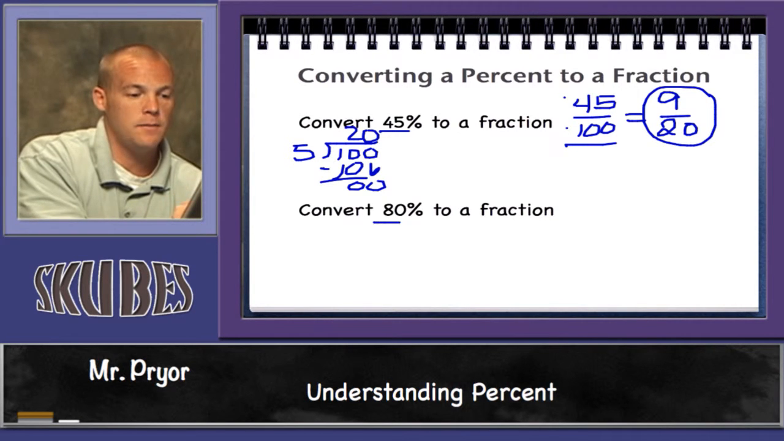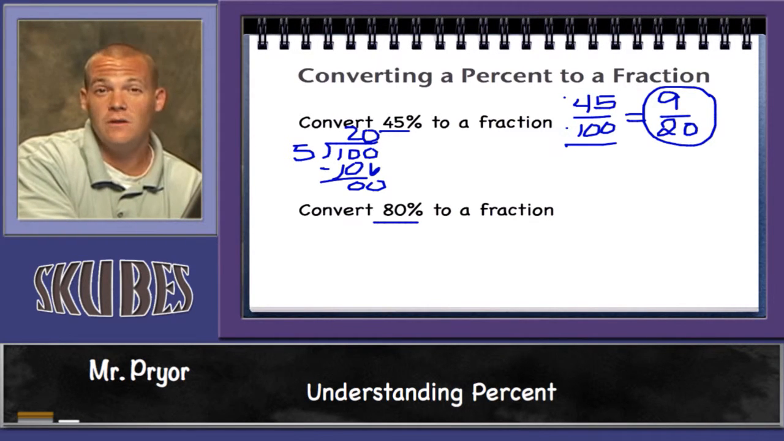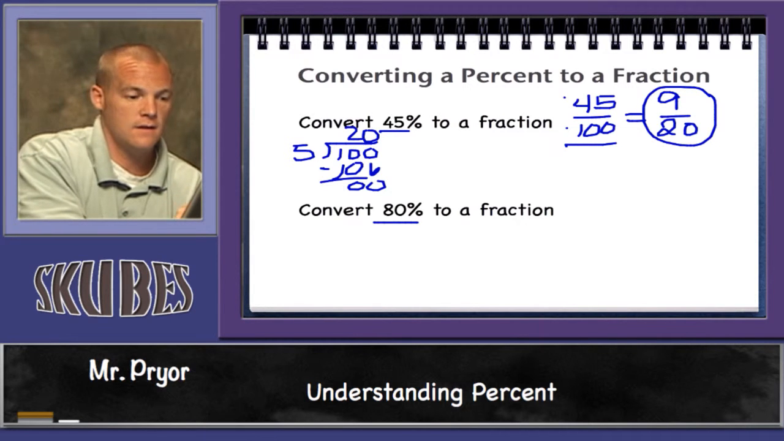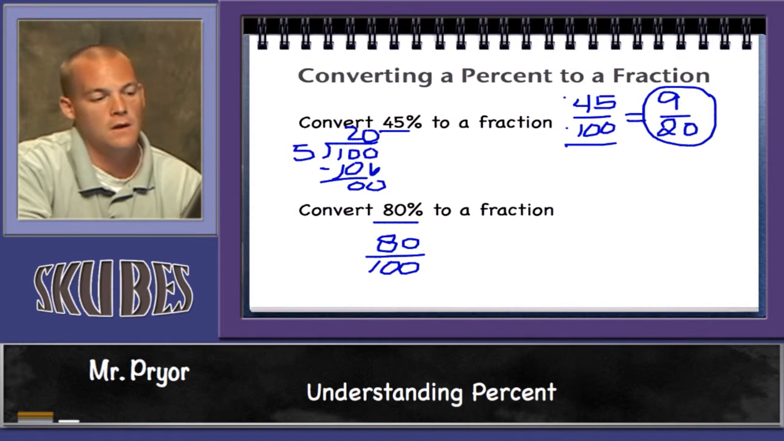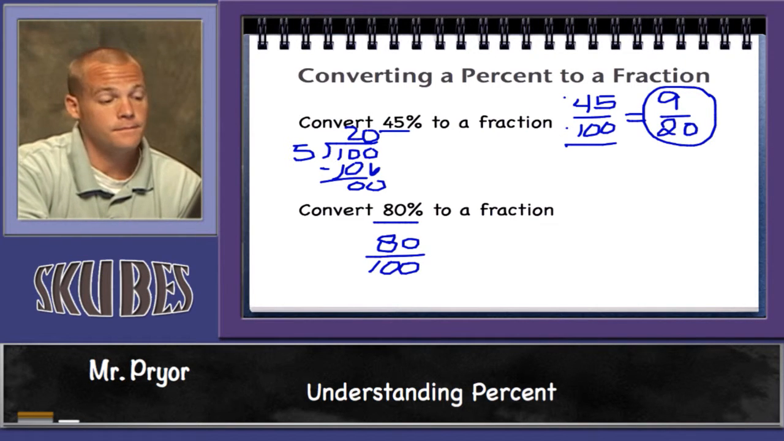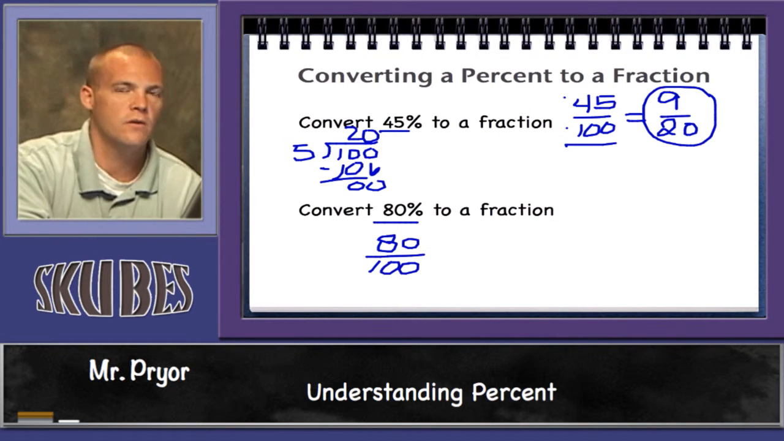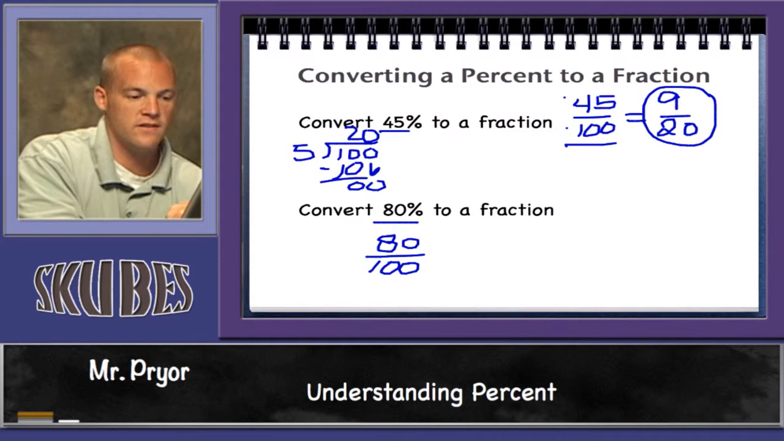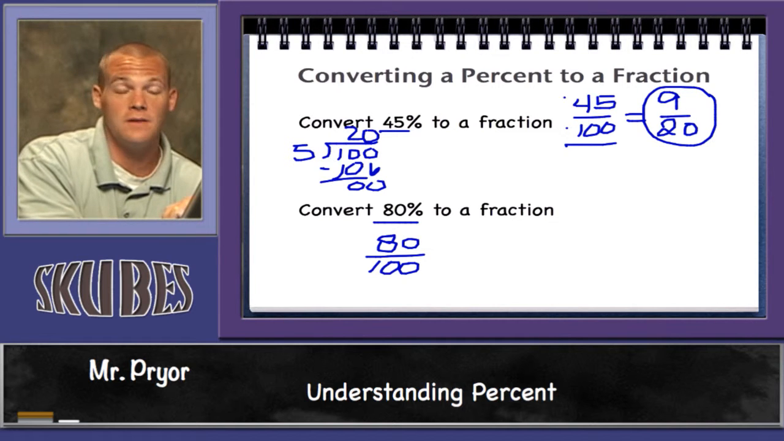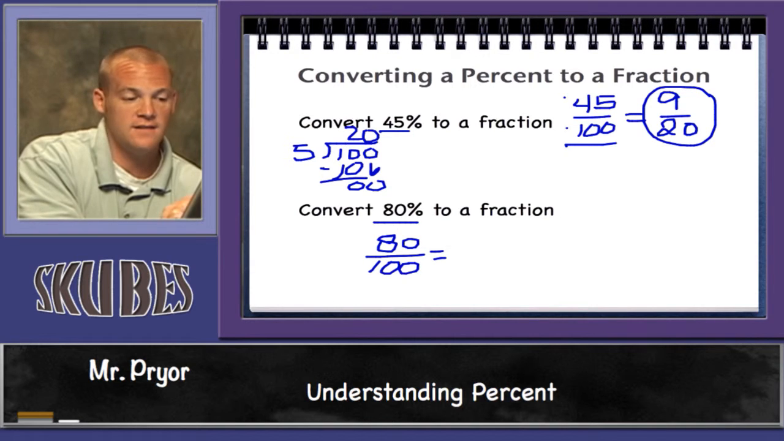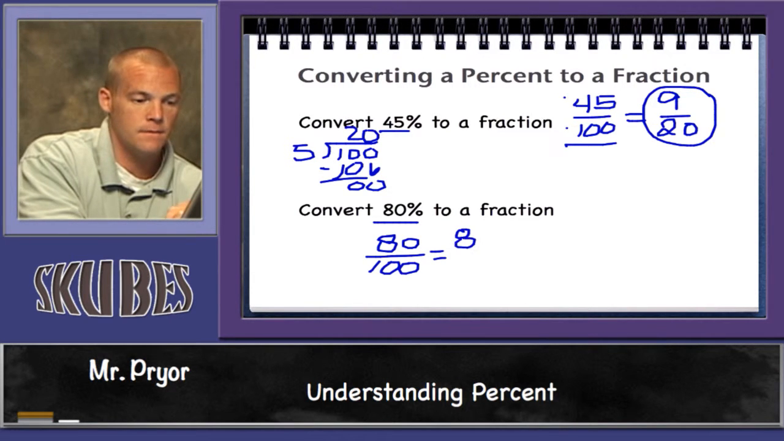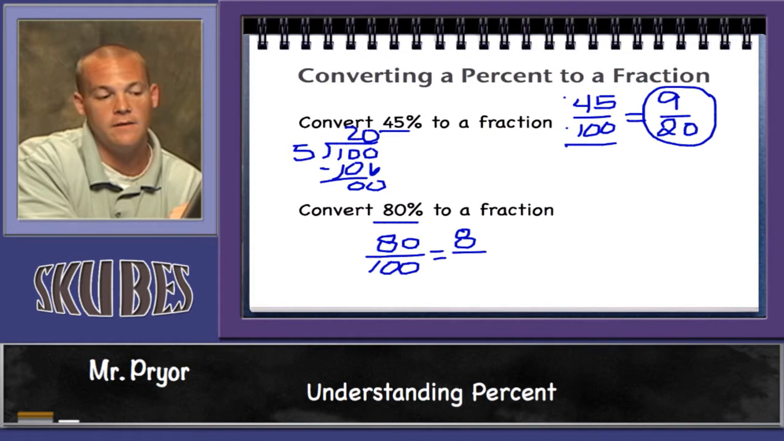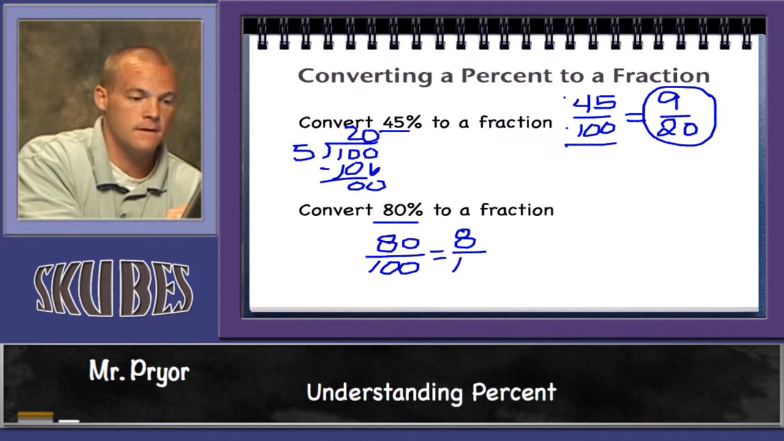Next, we're going to convert 80%. So again, initially we can simply take 80 and put that over 100, just as we did before. And then we look to simplify. Think of what number can go in evenly to both 80 and 100. Well, because they both end in 0, we know that 10 can go into them evenly. So in this case, we're going to divide 80 by 10, which would give us 8. And we're going to divide 100 by 10, which would give us 10.